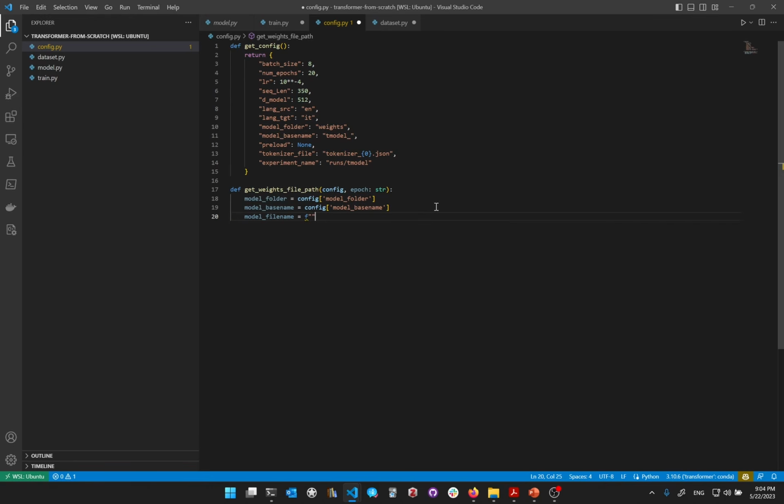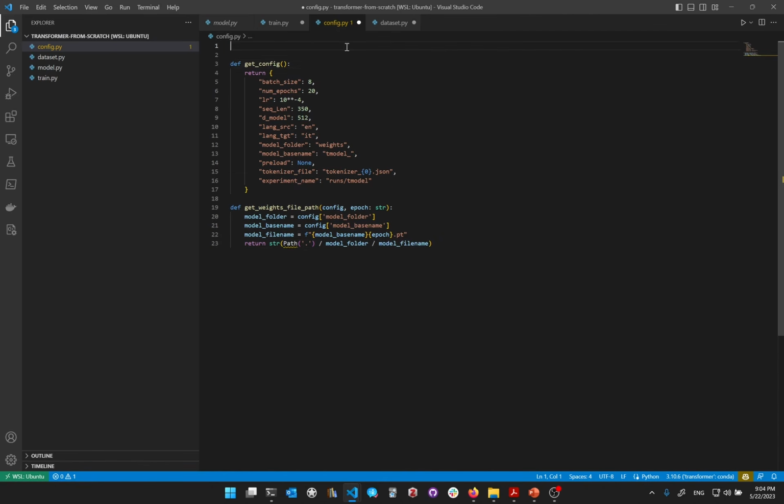Okay, the file is built according to the model base name, then the epoch.pt. Let's also import the path library here. Okay, now let's go back to our training loop.